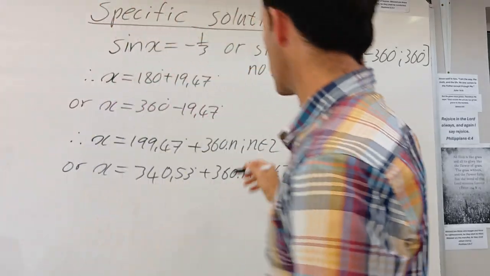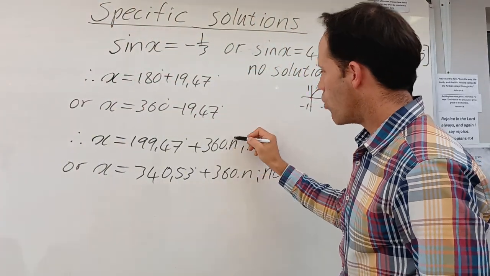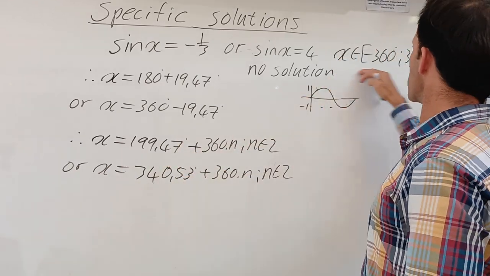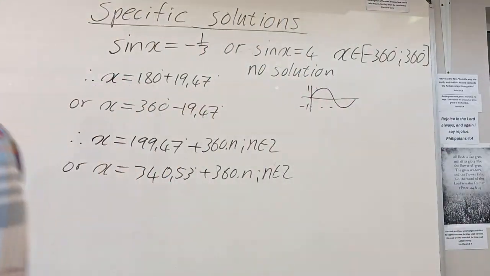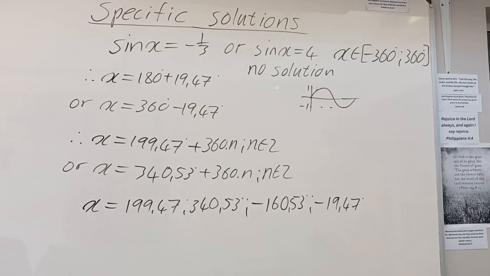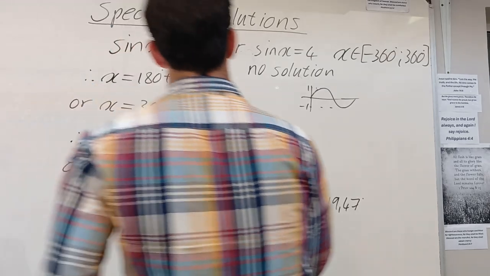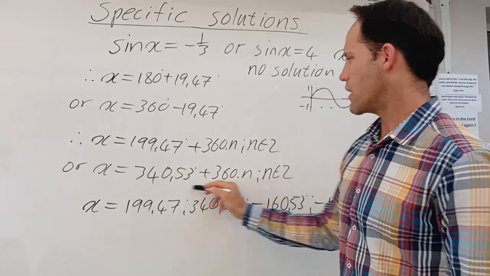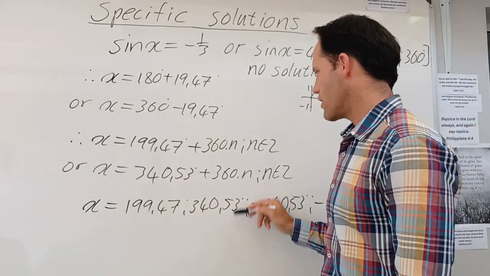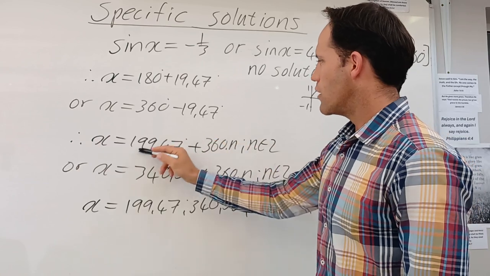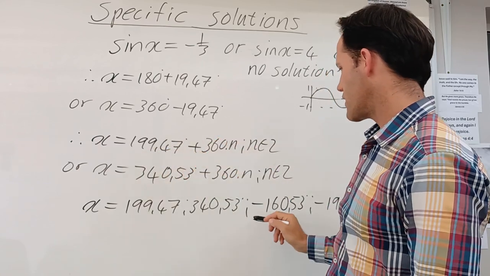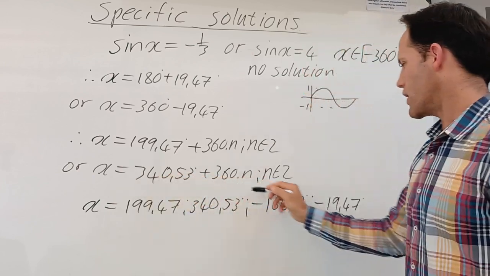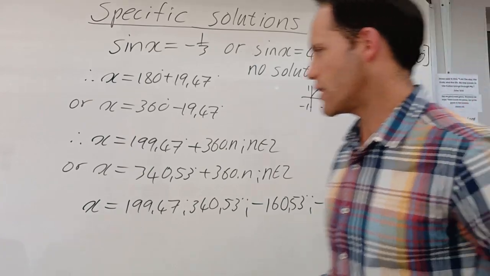So we start by putting in 0 in the place of n, 1 in the place of n, negative 1 in the place of n. And we check which solutions will fit between negative 360 and 360. When we substitute 0 in here, you get 199.47. You substitute 0 in here, you get 340.53. And you substitute negative 1 in here, 199.47 minus 360 gives you negative 160.53. And when you put negative 1 in here, for this one, you get negative 19.47. So there's your 4 options.